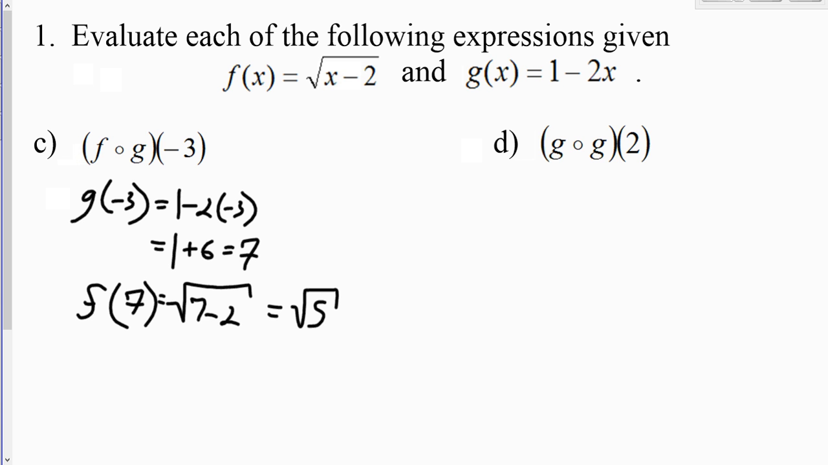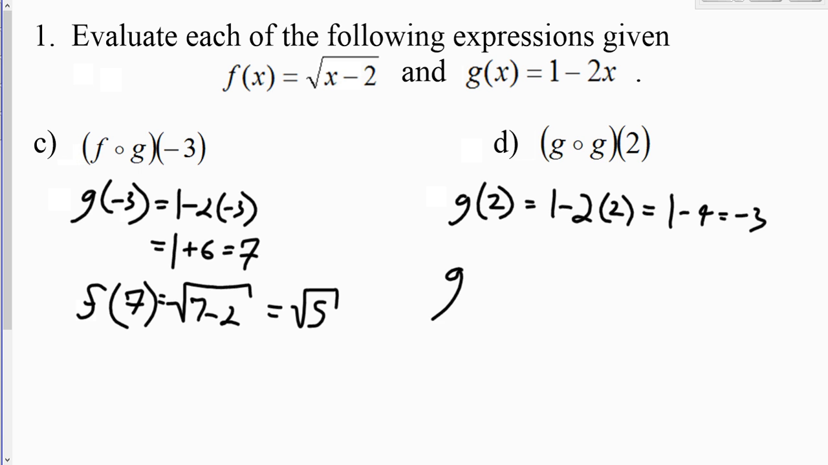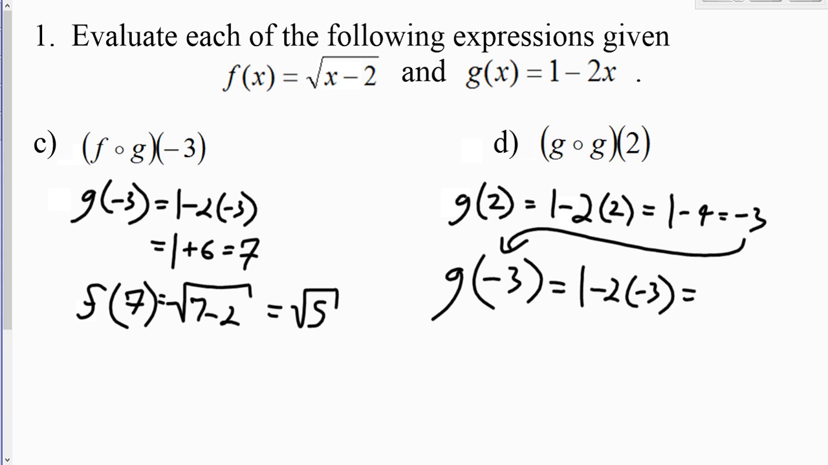Okay, now g of g of 2, so I can send things through a function twice. So g of 2 is equal to 1 minus 2 times 2, which is equal to 1 minus 4, which is equal to negative 3. Now the output of that one is my input of g again, so g of negative 3, this just came there, is equal to 1 minus 2 times negative 3. Well, this is equal to 1 plus 6, which is equal to 7. Okay.